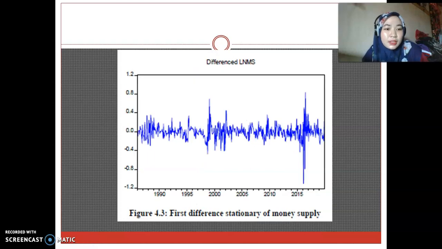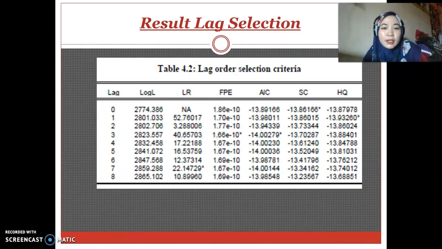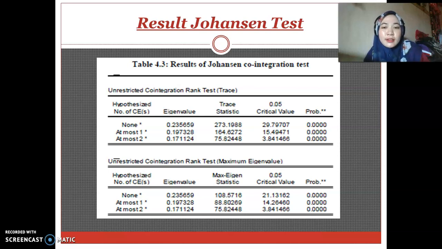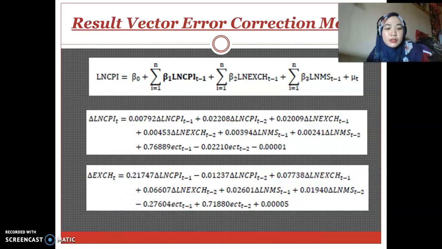Then I proceed to my co-integration test. Before that, I show my result of lag selection. In the table, I obtain my optimal lag is 3, referring to AIC as the key information criteria. Then for the co-integration relationship, the asterisk denotes rejection of the null hypothesis at 5%. From that, we get long run equilibrium relations, which are consumer price index and exchange rate.